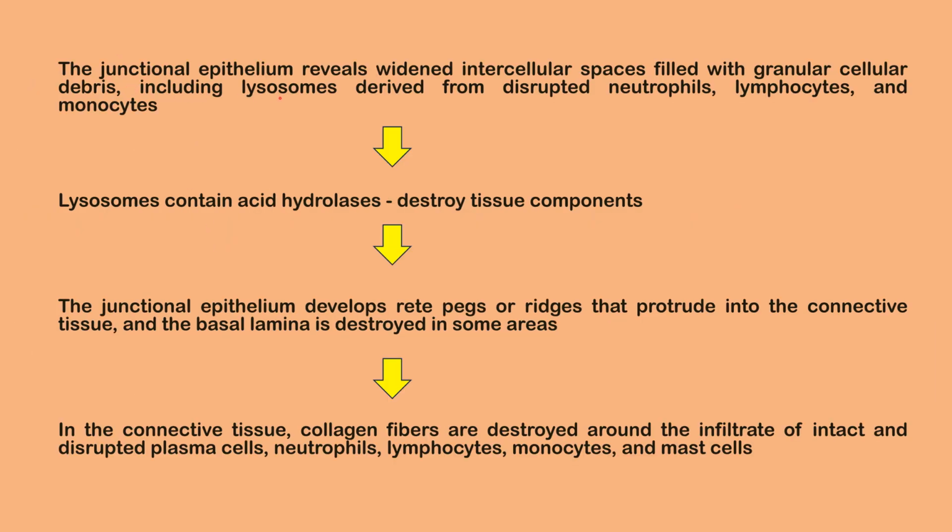The junctional epithelium reveals widened intercellular spaces filled with granular cellular debris, including lysosomes. These lysosomes contain acid hydrolases, which destroy the tissue components. Now, the junctional epithelium develops rete pegs that protrude into the connective tissue, and the basal lamina is destroyed in some areas.